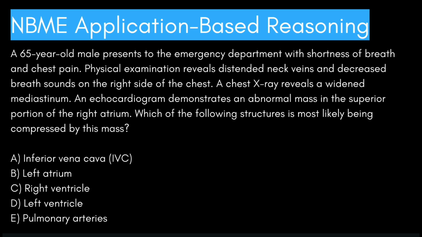We have a 65-year-old male who presents to the emergency department with shortness of breath and chest pain. Physical examination reveals distended neck veins and decreased breath sounds on the right side of the chest. A chest X-ray reveals a widened mediastinum. An echocardiogram demonstrates an abnormal mass in the superior portion of the right atrium. Which of the following structures is most likely being compressed by this mass?